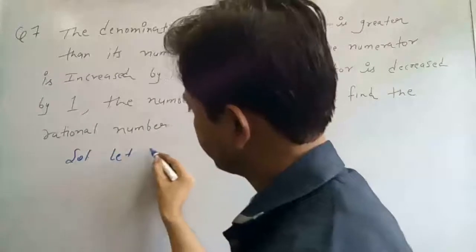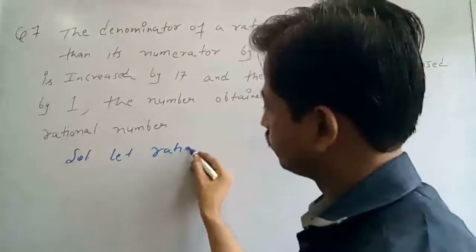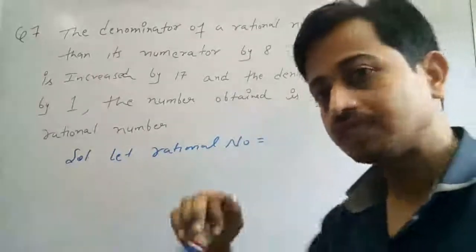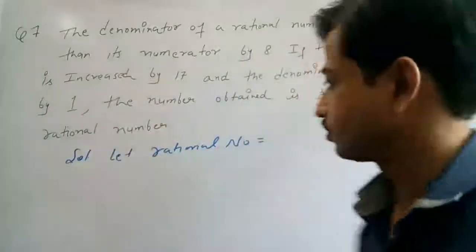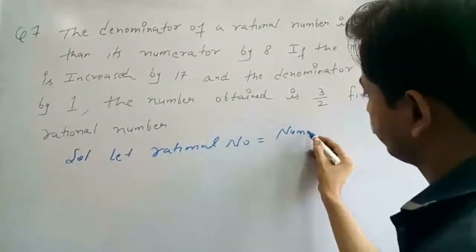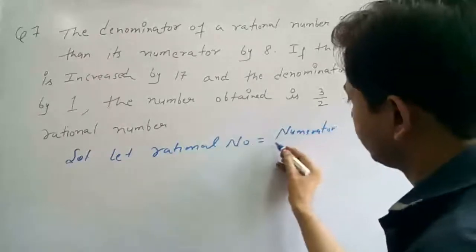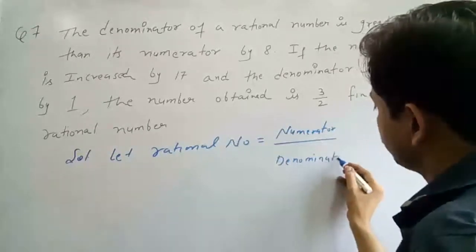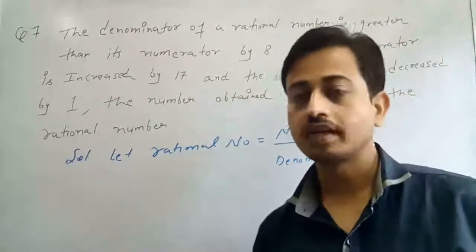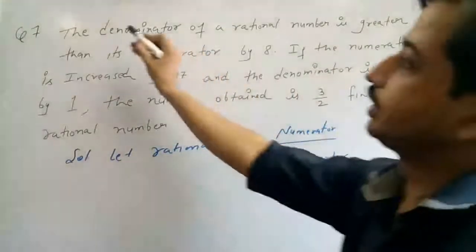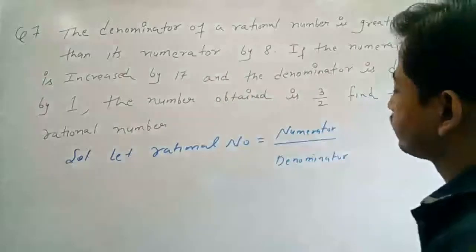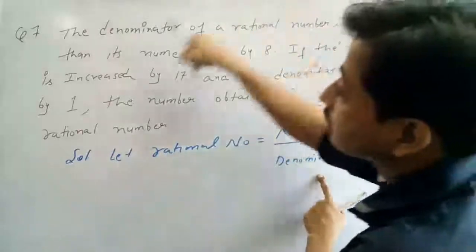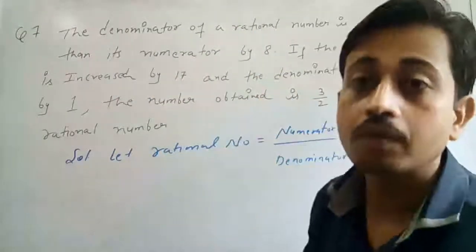Let the rational number be numerator and denominator. We know a rational number means it has two terms, numerator and denominator. So I am writing numerator and denominator. Now read the statement according to this sense. The denominator of a rational number, it means we are talking about the denominator, is greater than its numerator, but we don't know the numerator.